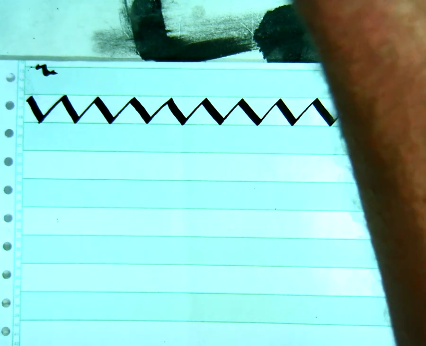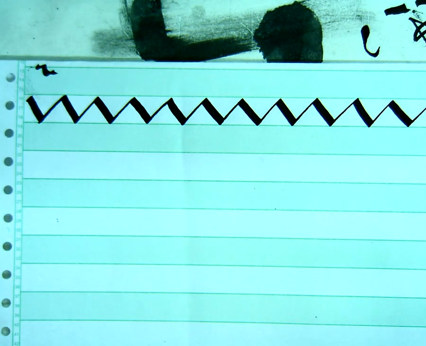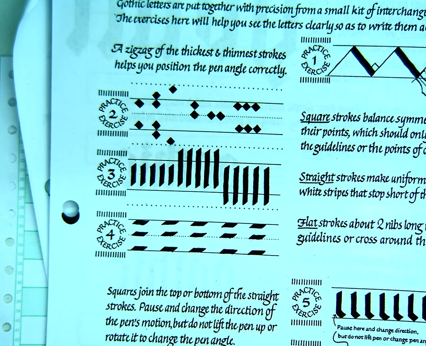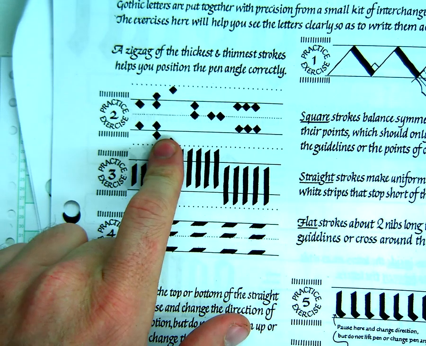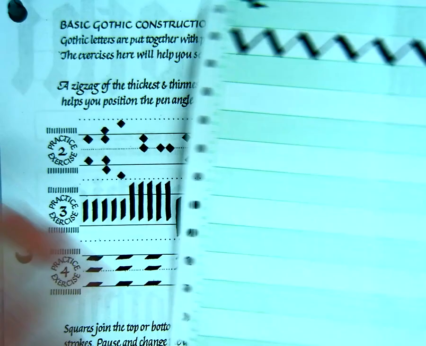Exercise 2 is on diamonds. We're going to have regular diamonds and we're going to have elongated diamonds. These are all regular diamonds, okay? So let's take a closer look at what this is saying.